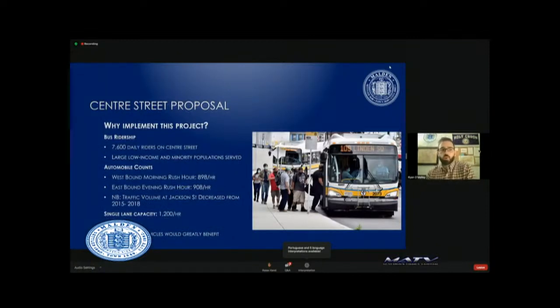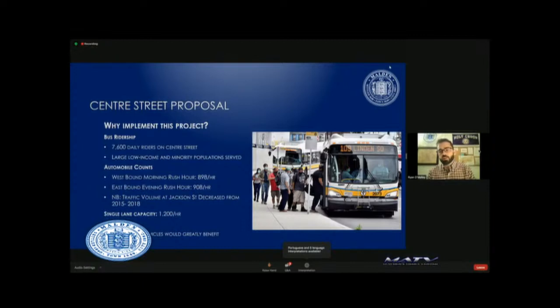Daily bus ridership is over 7,600 on Center Street. It has a large low income and minority population that is served. The westbound direction going towards Malden Center, morning rush hour is 898 vehicles per hour. The eastbound direction in the evening is 908 per hour. A really important note here is that traffic volume at Jackson Street decreased from 2015 to 2018, showing that even before the COVID-19 pandemic, our traffic patterns in this particular corridor are trending downward because of changing patterns in terms of how people work.